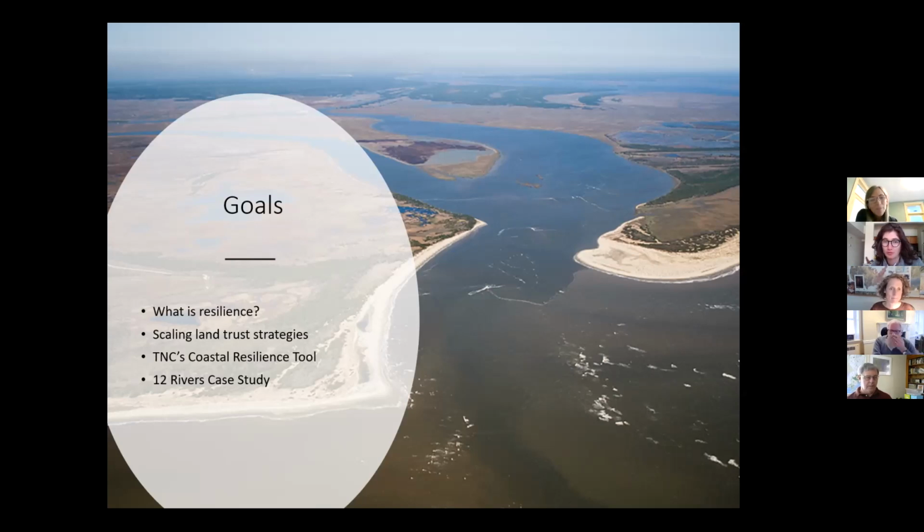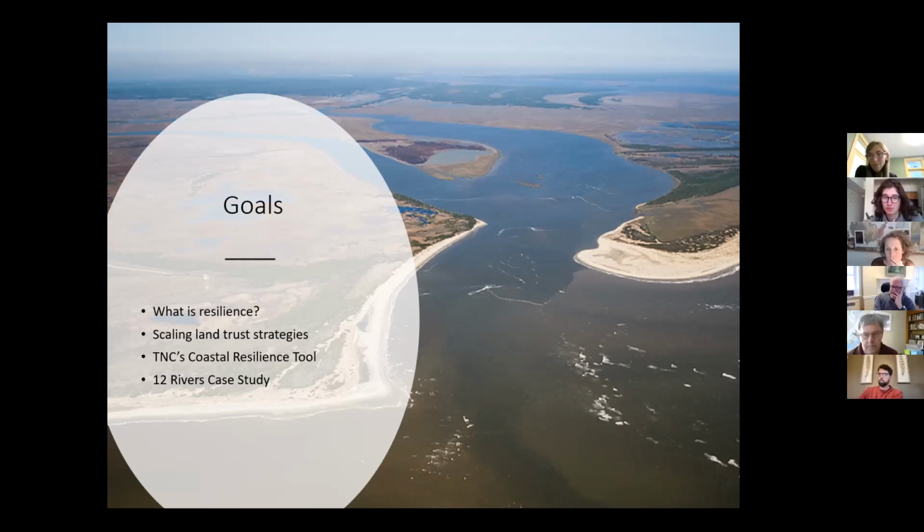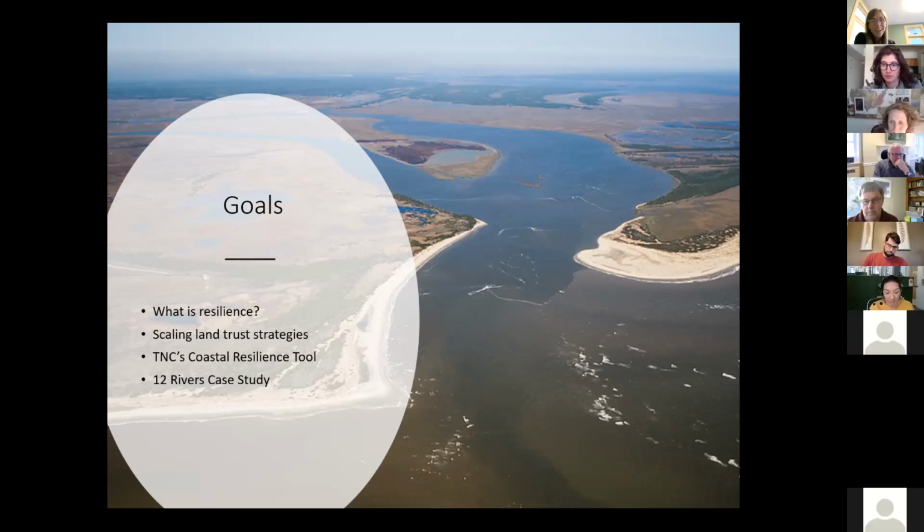So the goals for today, again, this is a longer conversation. I want it to feel conversational. I want you to interrupt. I want you to chime in with some of the questions and challenges that you're facing. But let's talk about what is resilience. Let's talk about how land trusts have to kind of scale their thinking about resilience from landscape scale prioritization down to parcel level investments that we may already have on our plate, as Oliver just referred to.